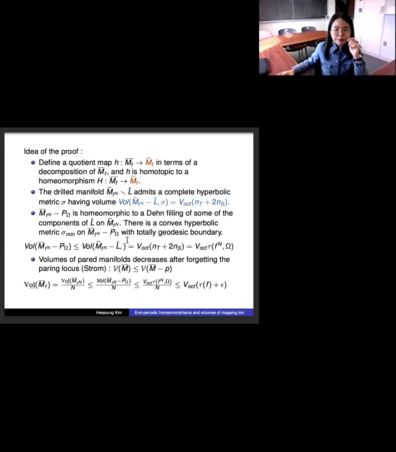Then we have the first inequality by Thurston, because after Dehn filling the volume is decreased. And we computed this manifold explicitly, like here. So this is the same as this one.